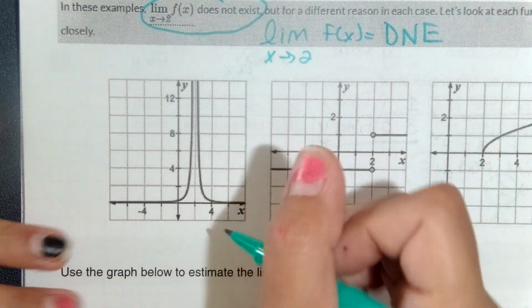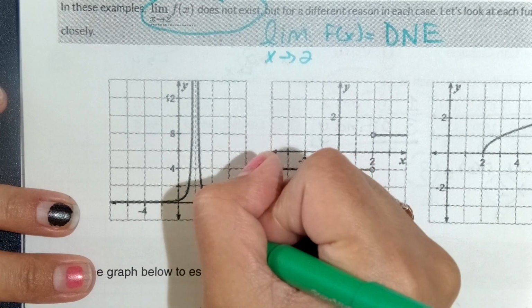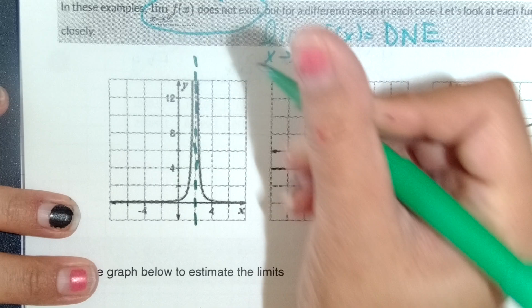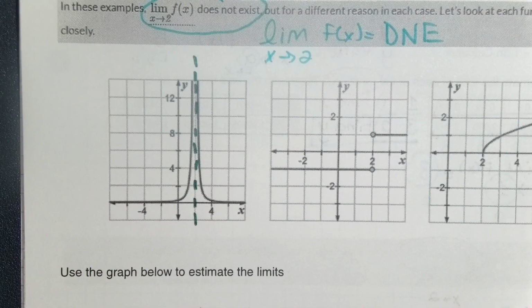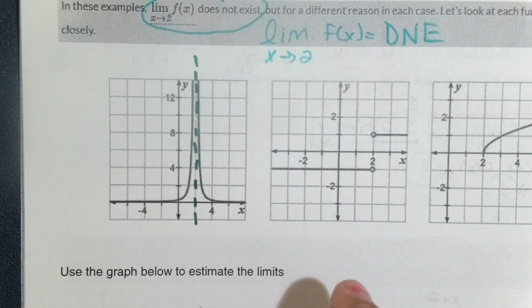So let's look at this. I am looking at 2 again. So here's my line. This is called an asymptote. Did you learn about asymptotes last year? No? Okay, we'll talk about it later then.